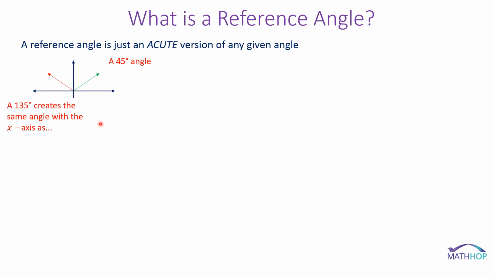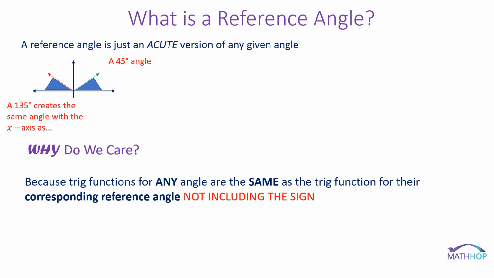If you looked at this, you go 135 this way, what do you have left to get to 180? You have 45 degrees left to get to 180. Therefore, a 135-degree angle and a 45-degree angle create the same exact angle with the x-axis. Okay, that's all well and good, but why do we care? Because the trig functions for any angle are the same as their corresponding reference angle, not including the sign.